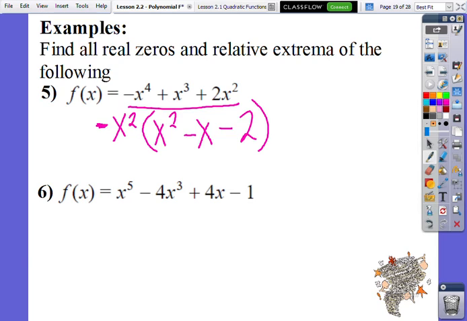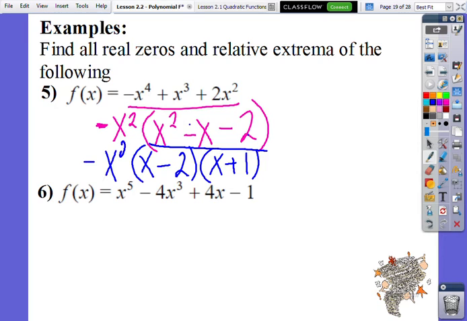I'm going to look to see if I can factor that quadratic right here. What multiplies to give me negative 2 and adds to give me negative 1? Well, I could do negative 2 and positive 1. So I've got my negative x squared times x minus 2 times x plus 1.